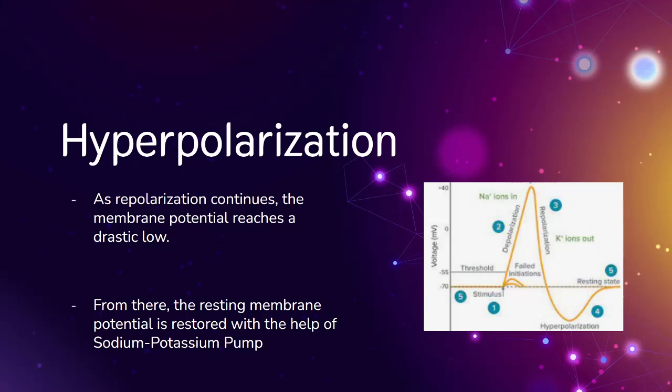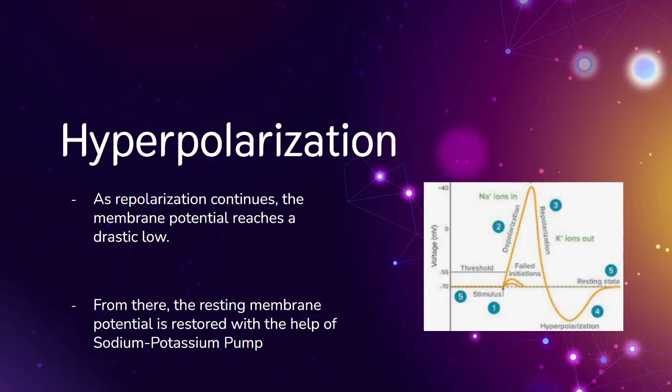The purpose of hyperpolarization is to make sure that the information travels only one way down a neuron, from the dendrites, cell body, axon, and onto the axon terminal and to the next neuron. Hyperpolarization makes sure that information doesn't travel back and forth across the neuron's length.